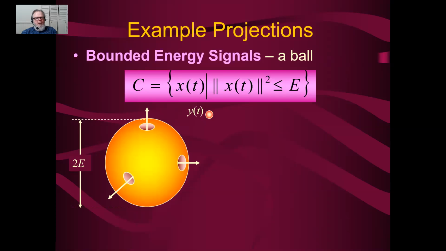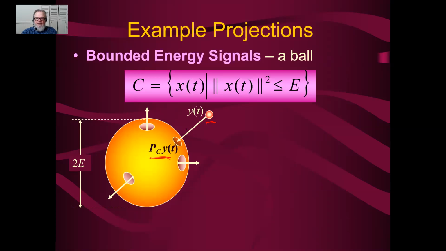What about a ball? What about things which have an energy below or equal to a certain threshold? Well, if the energy is already small enough, you leave it alone, right? If the signal is already in the ball, you leave it alone. If it's external to the ball, well, you need to simply scale it so that it has a proper value. So if we have an x of t here, we want to project it onto the ball.